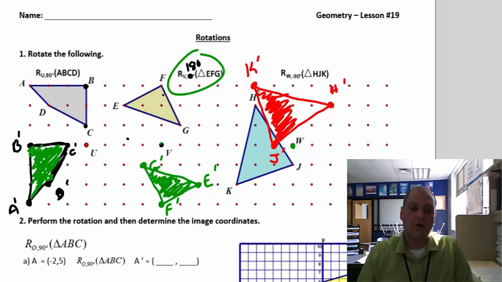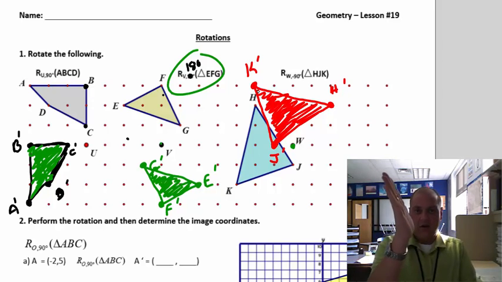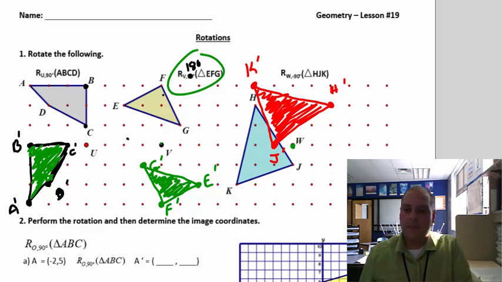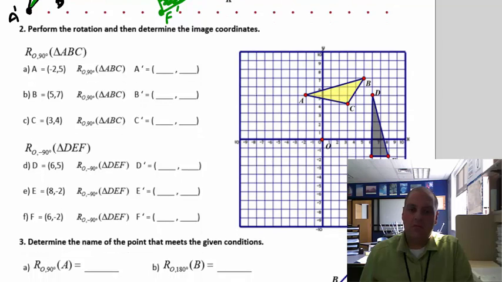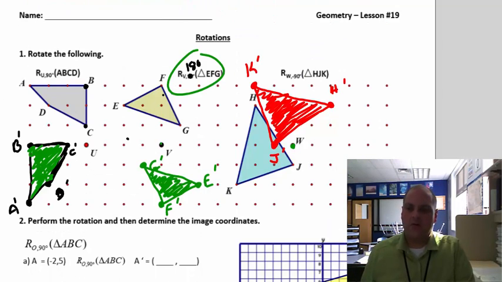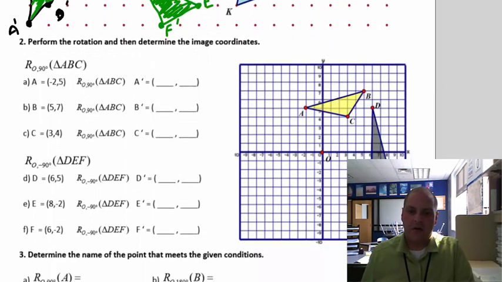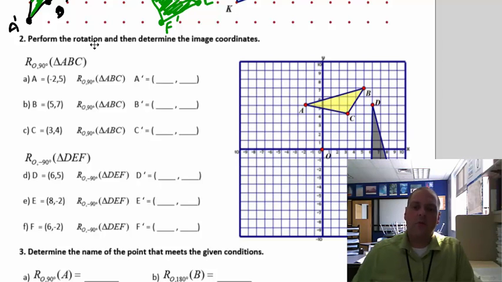Notice how it turned 90 degrees. It was kind of like this, and it turned 90 degrees. Okay, instead of this, it's this. All right. Moving on. Again, you probably have to do those yourself, to practice them and get better at it. Perform the rotation, then determine the image coordinates.